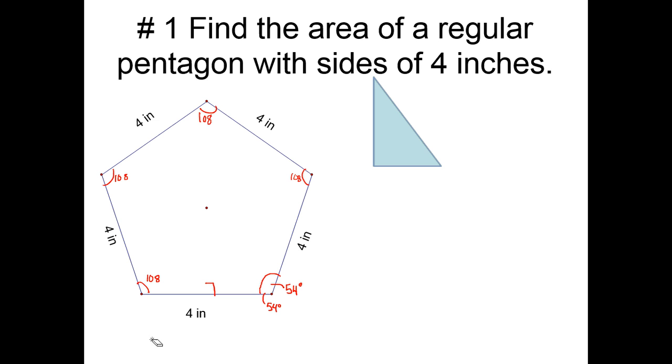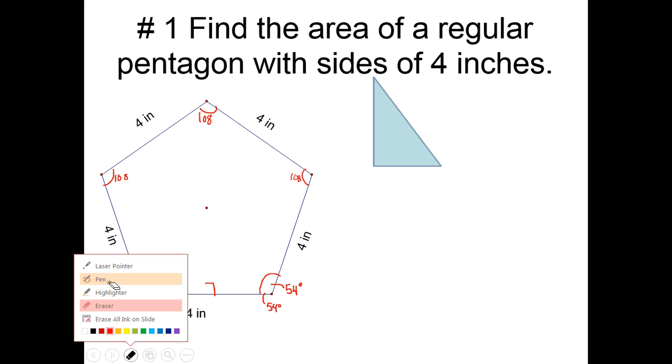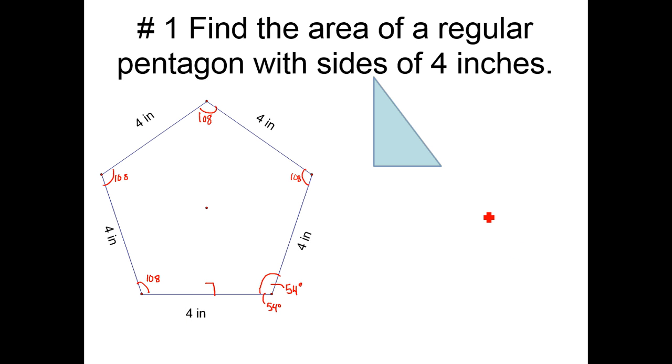And now I'm going to use that triangle to help me find the area of this regular pentagon. What I know about that triangle is that this side is 2 inches. Why is that side 2 inches? Well, when I dropped my apothem and made that 90-degree angle, I cut the side in half. So that's 2 inches now.